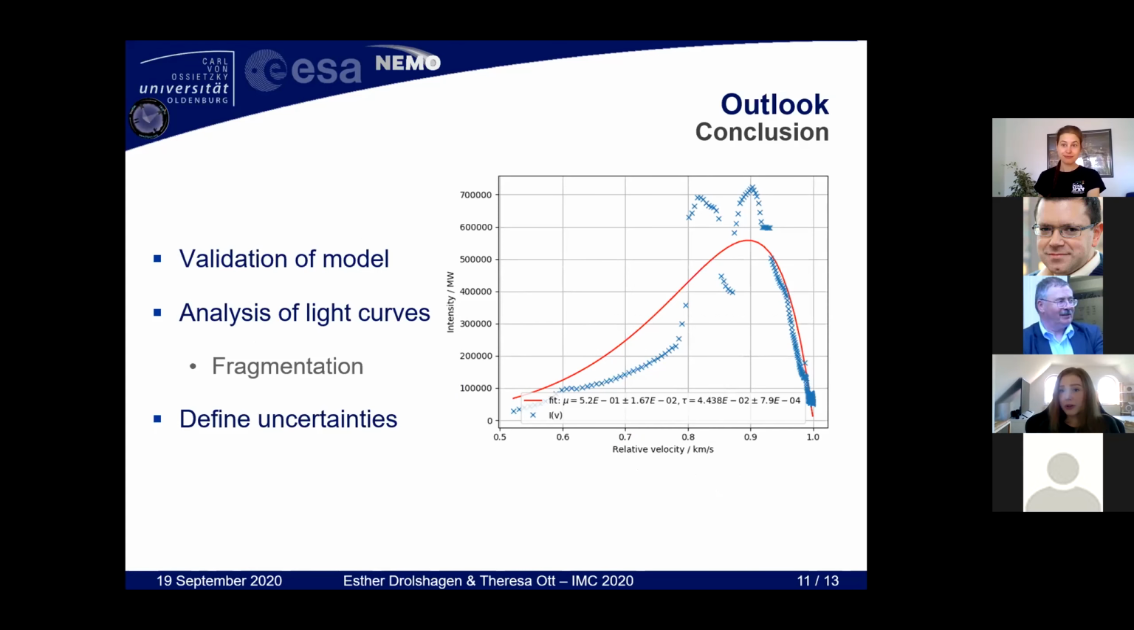To give a brief outlook, we are still working on a validation of the model, and to make it better, we would like to have a closer look at the analysis of light curves, because at the moment we do not take fragmentation into account. But as you can see in this very nice example of a fragmenting fireball, we have fragmentation in most of the cases, and our fireballs are in most cases quite large because they are detected with all-sky cameras. Yeah, and we would like to define more uncertainties, find them, and maybe we can exclude some of them.